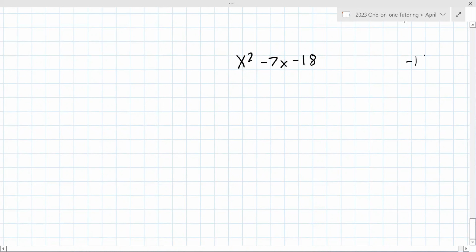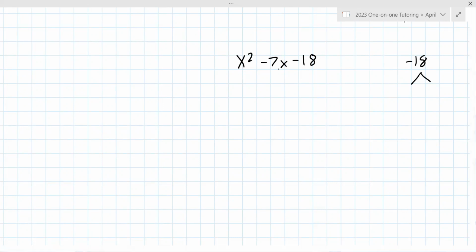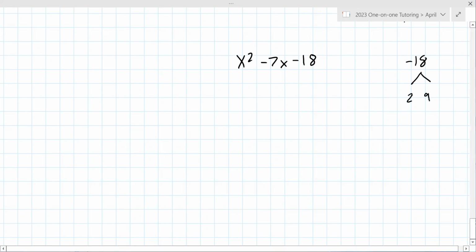So we're going to do the same thing now for the other one, x squared minus 7x minus 18. So two numbers that multiply to minus 18, but add to minus 7. 2 and, wait, what is that? 2 and 9. The minus 9, plus 2. Good. So x minus 9, x plus 2.